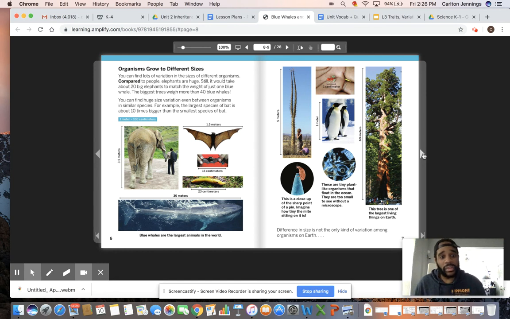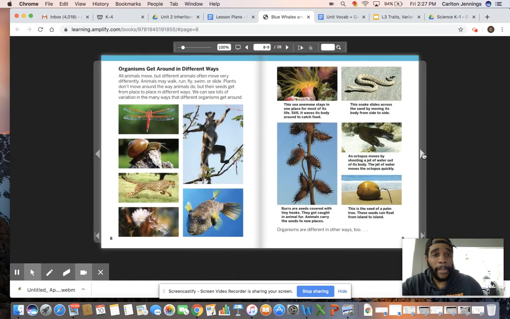Or an elephant from top to bottom is 3.5 meters, which you see is even bigger than that human next to it. Or blue whales are the largest animal in the world, and you see how big that blue whale is. We see how tall these things are, like this tree that's 5 meters, or the penguin 1 meter, or I'm not sure what the animal is, looks like a tadpole or a small frog, 1 centimeter. This tree is one of the largest living things on Earth. So this is the tree that they were saying weighed more than even that blue whale.